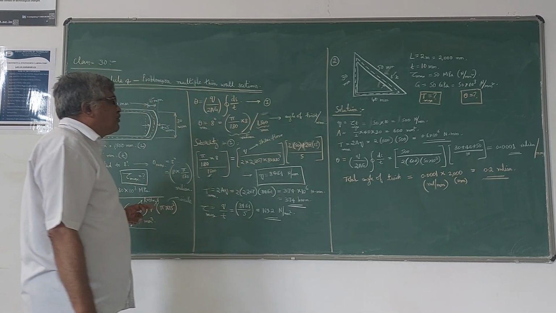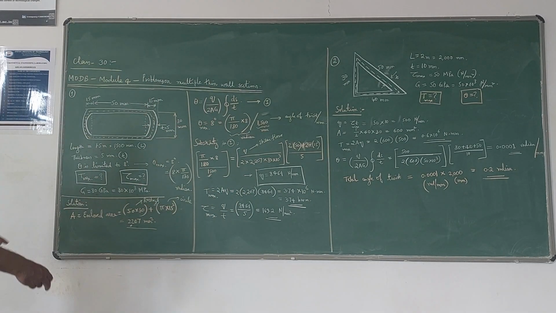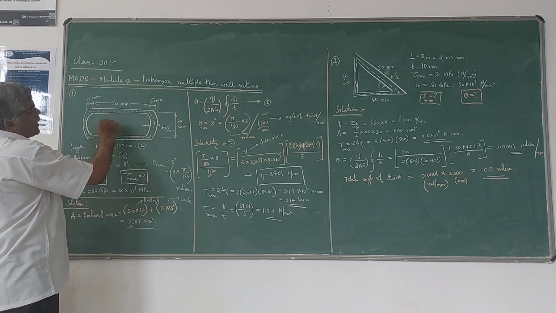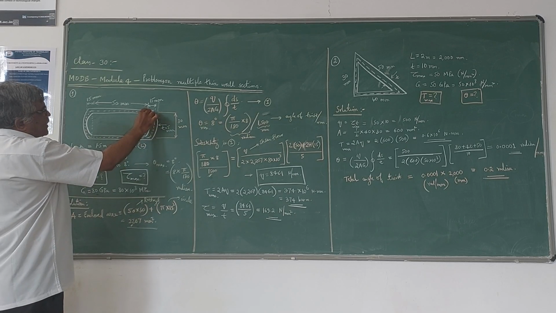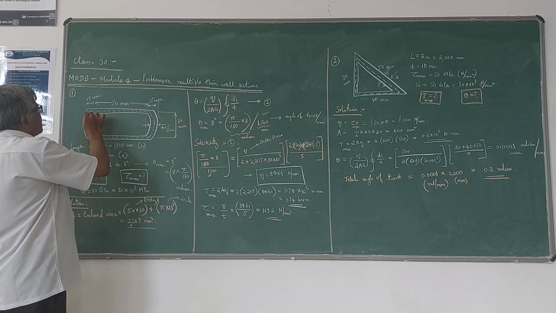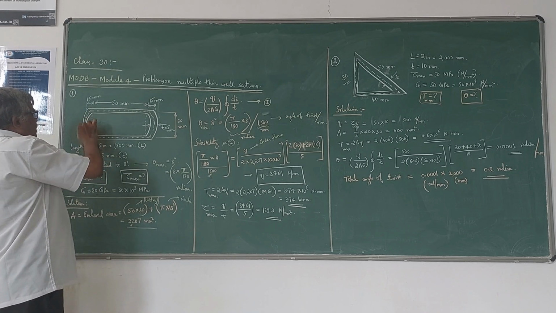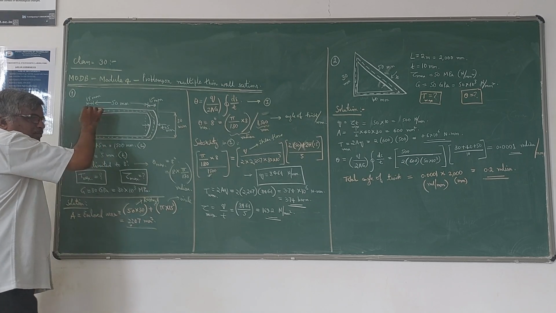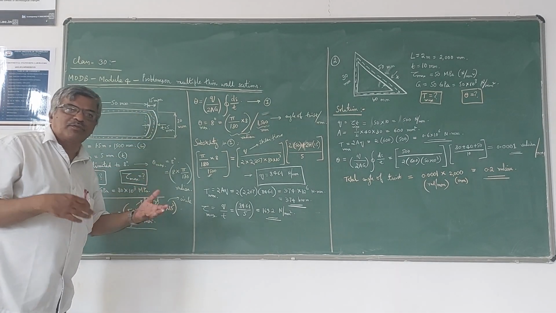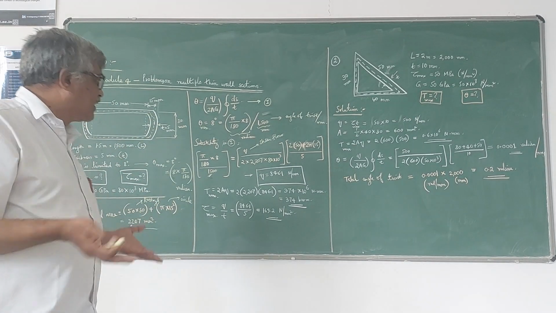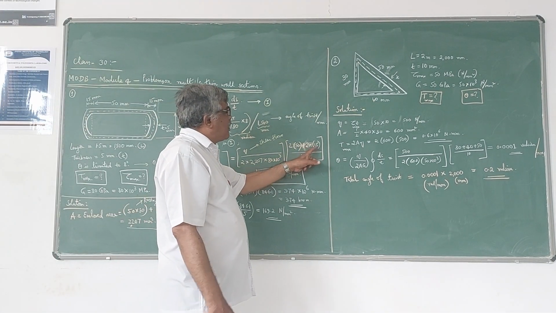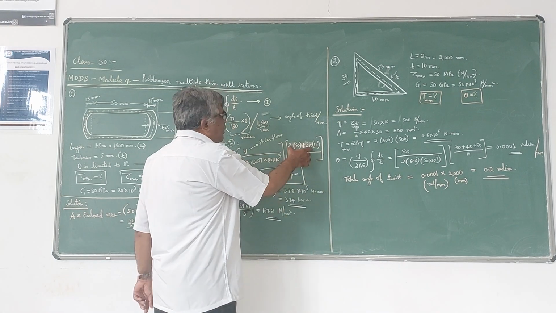2 times pi into 15 means 2 pi r. So this is 1 pi r, this is another pi r. Okay, so this we have to take. So the circumference of this semicircle plus the circumference of this semicircle becomes the circumference of one full circle, so that is 2 pi r. So the circumference of a circle is 2 pi r, so 2 pi into r, where r is 15 here. So this is your total ds.